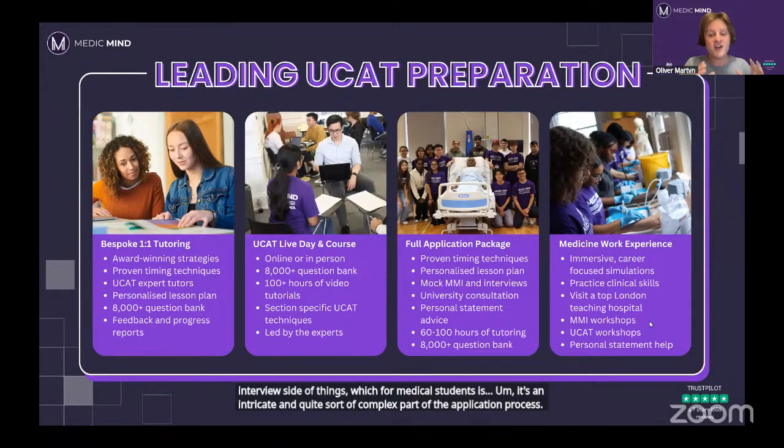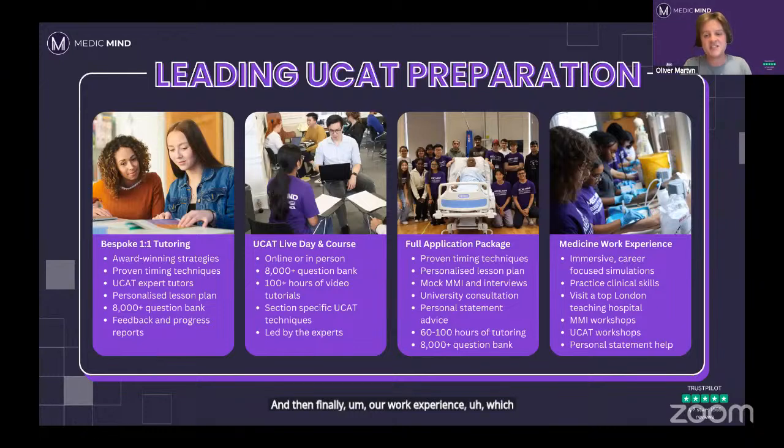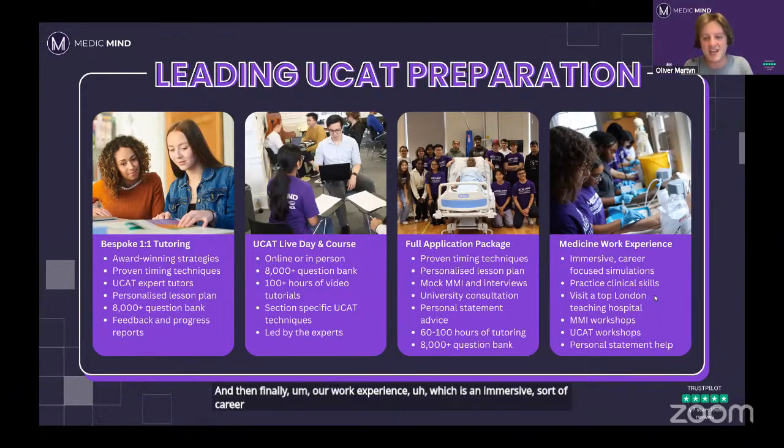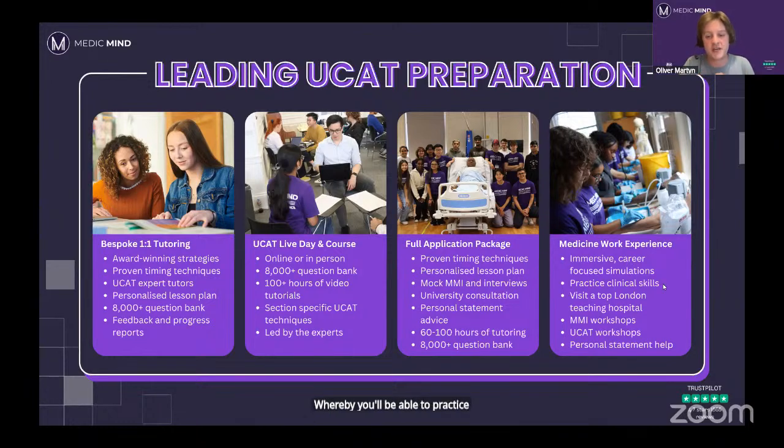And then finally, our work experience, which is an immersive, career-focused simulation, whereby you'll be able to practice clinical skills, visit a top London teaching hospital, and also get a head start on your UCAS application.